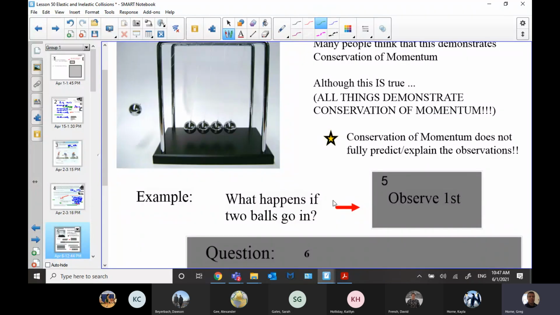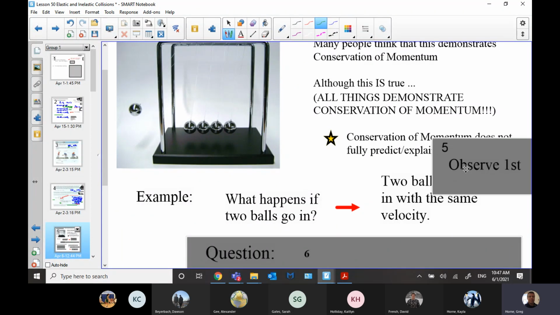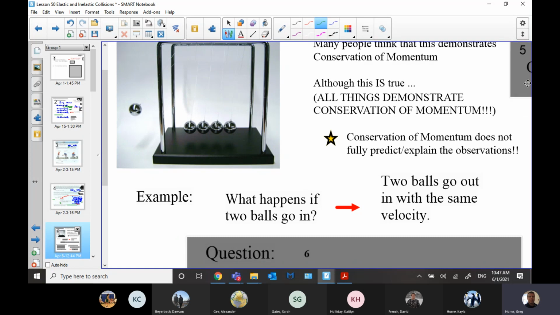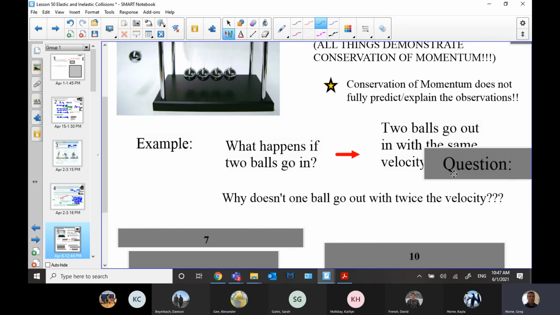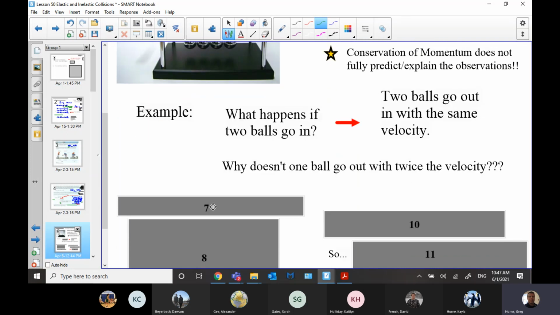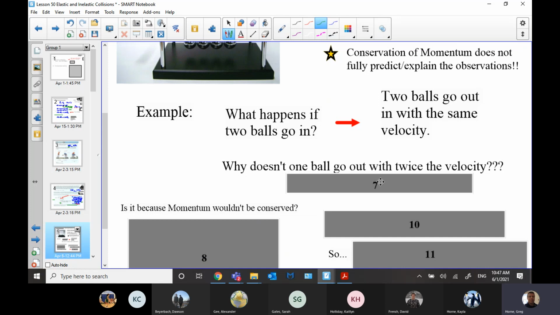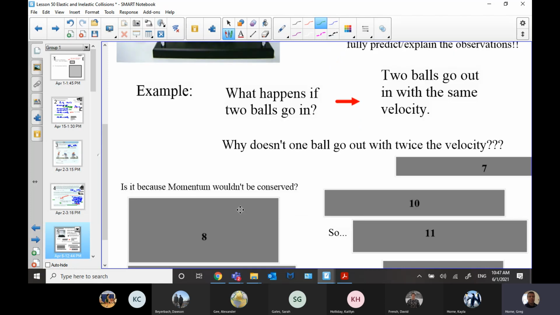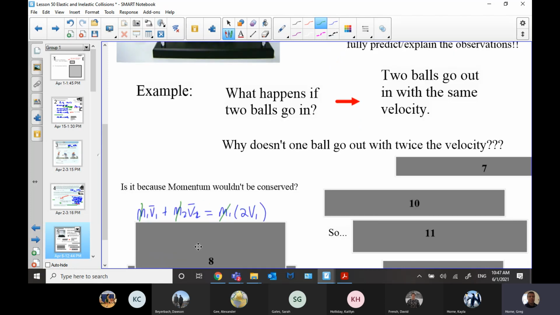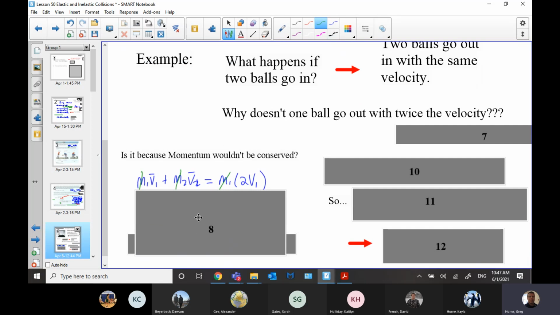So what happens if 2 go in? Obviously, we see that 2 go out with the same velocity, right? So my question was, why can't 1 go out with twice the velocity sometimes? Would momentum not be conserved? Is that why it doesn't happen? Well, let's look at momentum conservation. Would momentum be conserved if 1 of them went out with twice the velocity?